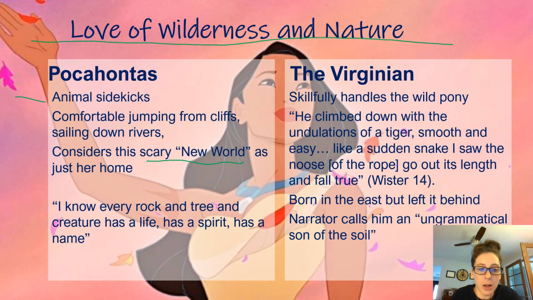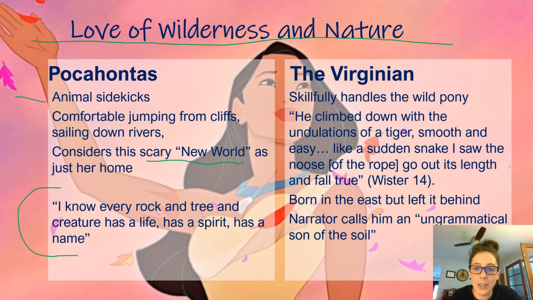She's a Native American, so we see her closeness with nature and the way that she and her tribe live right in nature and not really separated from it. One of the things she says that shows her view of nature is from her song, Colors of the Wind: "I know every rock and tree and creature has a life, has a spirit, has a name." This really shows that she thinks nature is powerful and spiritual and kind of a source of truth.